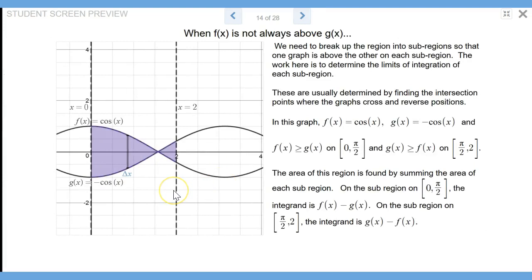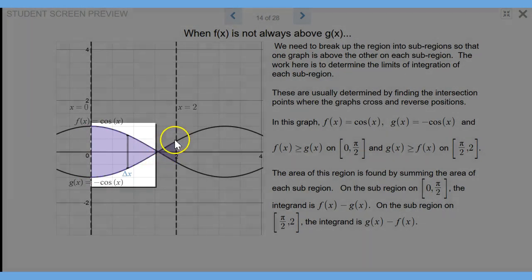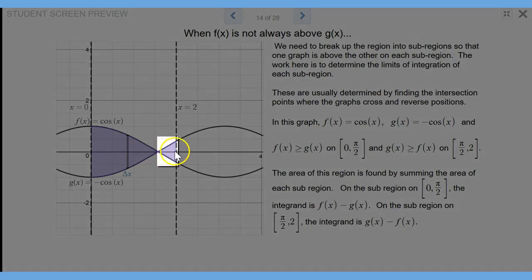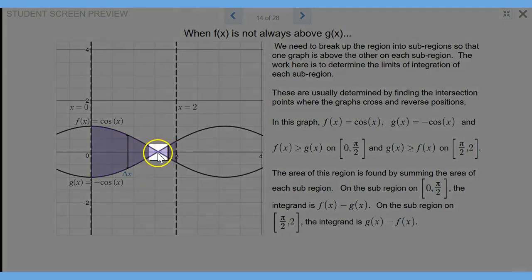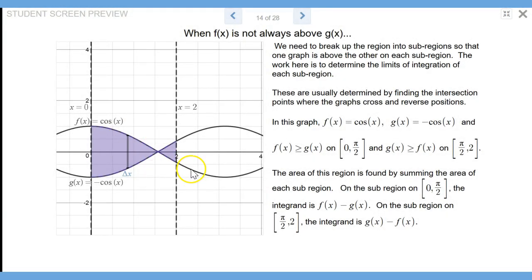Now sometimes one function is not always above the other function on the interval, so sometimes they intersect and cross and reverse. Here's an example: f of x equals cosine x and g of x equals minus cosine x. The interval we're interested in is 0 to 2, and f of x is above g of x on 0 to pi over 2, but g of x is above f of x on pi over 2 to 2. In a case like this, we need to find where they intersect and break it up into two regions. Cosine x intersects minus cosine x on this interval at pi over 2.